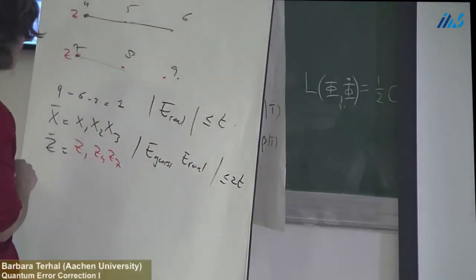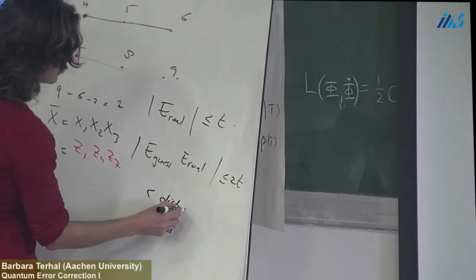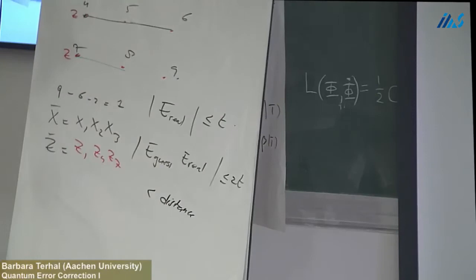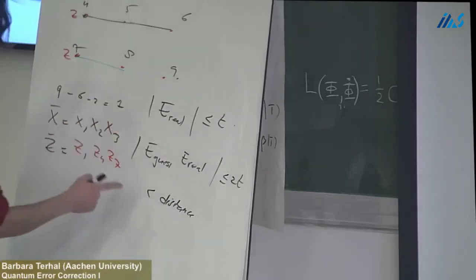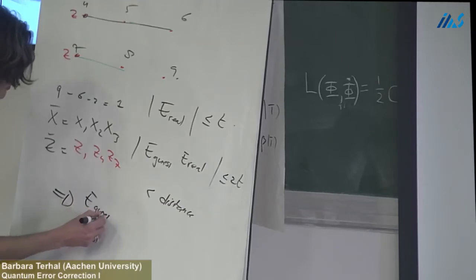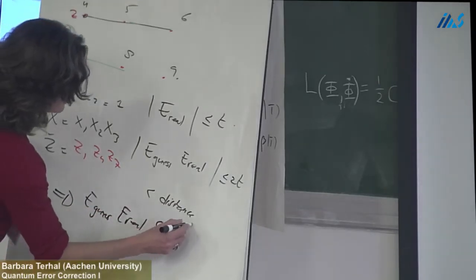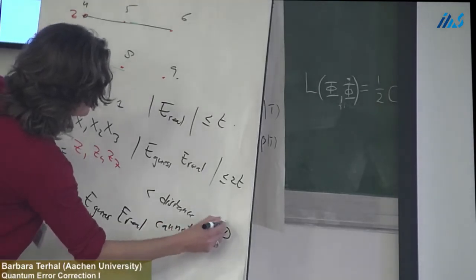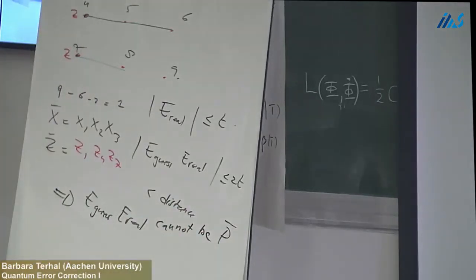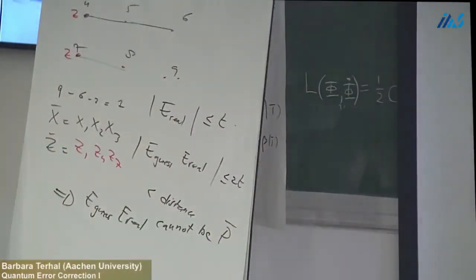Right? And 2t is less than the distance. Therefore this cannot be a logical operator, because the minimum weight of a logical operator is 2t plus 1. Very simple. Now, one more comment I want to make about the distance.